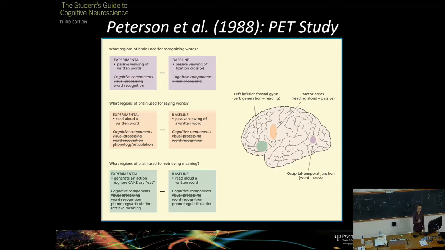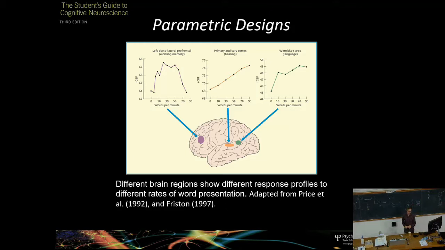There are other ways of doing this as well, where instead of just comparing one thing against another, you have what are called parametric designs. So you change a variable continuously. Instead of comparing A and B, you compare A when it's quiet, A when it's loud, and so on. And that's what's being done here. All that's happening here is that the person is being presented with spoken words, and the rate of speech varies.